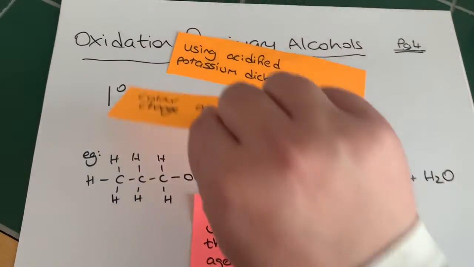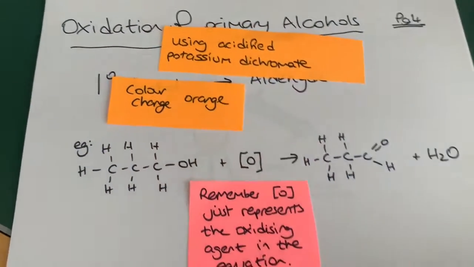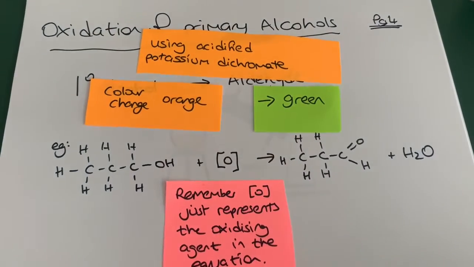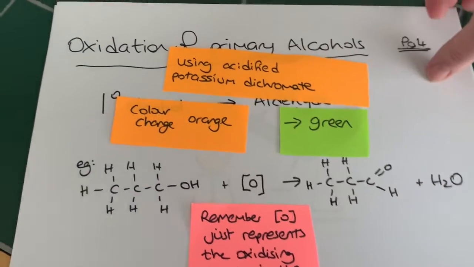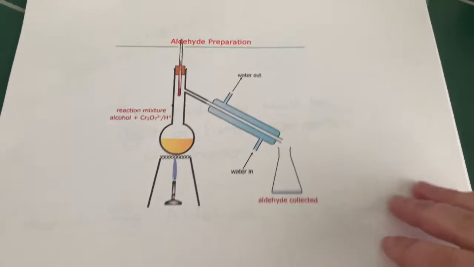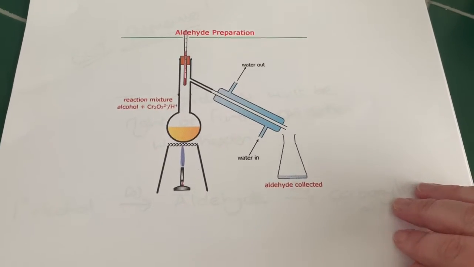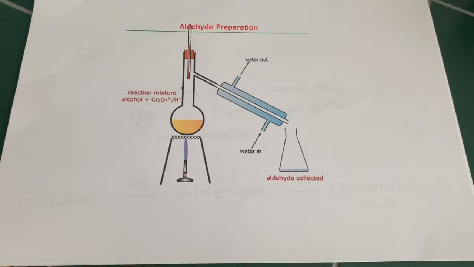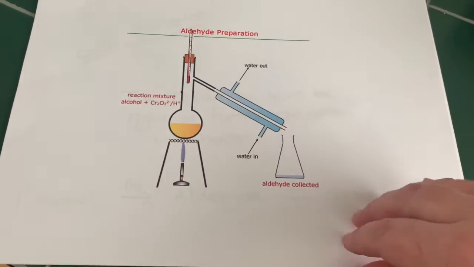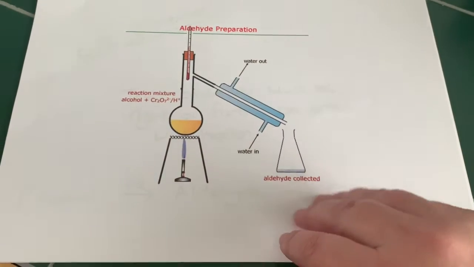And if you remember doing this, the colour change was from orange to green. So that's when you knew the oxidation had happened. It went from orange to green. This is the apparatus that you need. So you have your primary alcohol in the round bottom flask with your oxidizing agent, and it's heated. At the minute it's orange, and once it's oxidized, then it'll turn to green and your aldehyde will be given off.